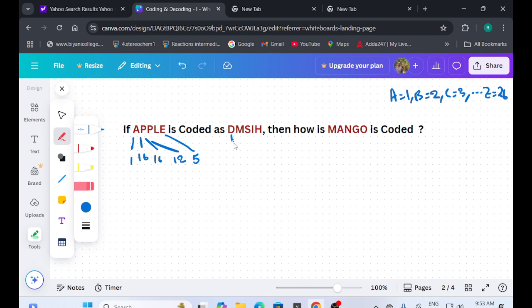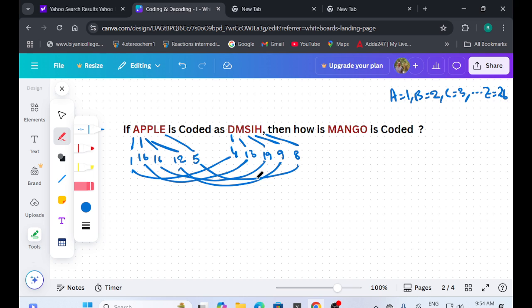What about this one? This will be equal to 4, this is 13, this is 19, this is 9, and this is 8. So when I compare these two, this is plus 3, this is minus 3, this is plus 3, this is minus 3, and this is plus 3. Correct? So what is the pattern here? Pattern is plus 3, minus 3, plus 3, minus 3, and plus 3.